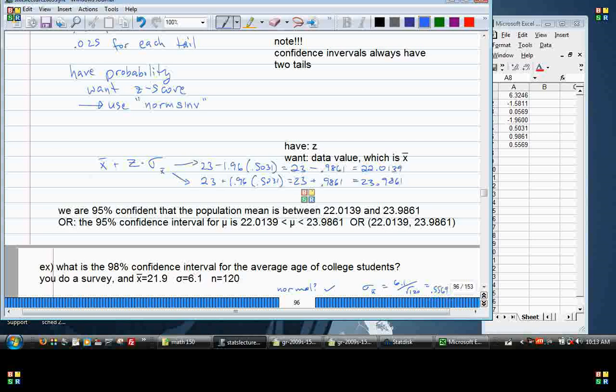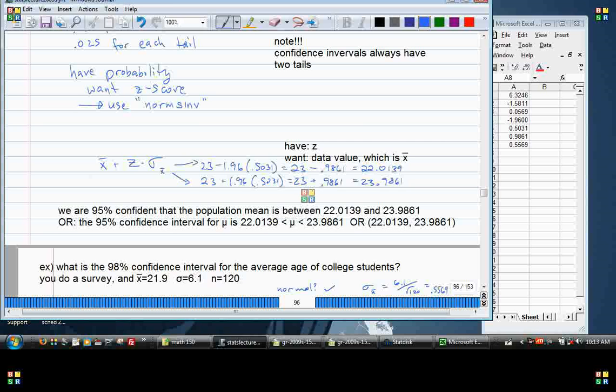Now to simplify things, we spent about 20 minutes talking about the justification and where things come from. So now I'm going to shorten up this entire procedure by just saying, look, there's a formula for all this. I already gave you the formula. That's it: x bar and then z times sigma x bar.